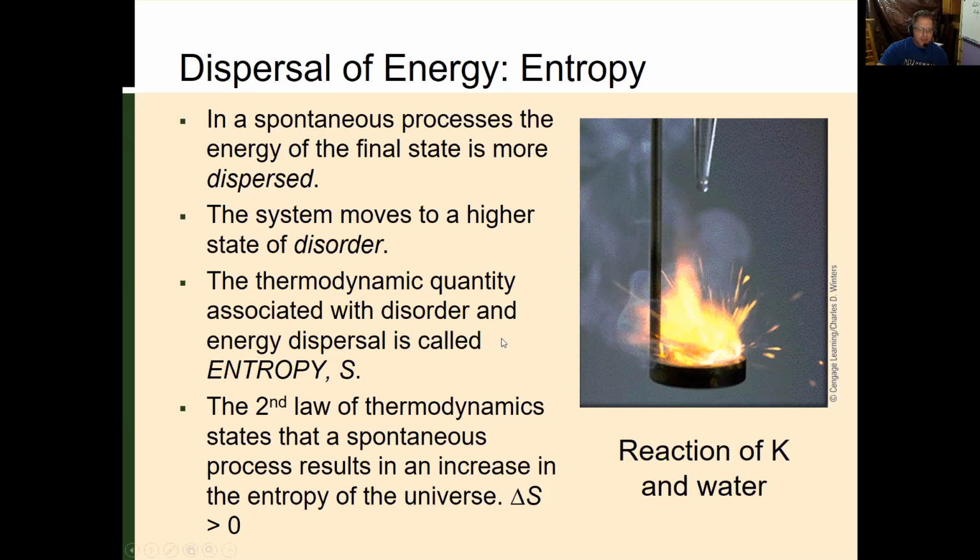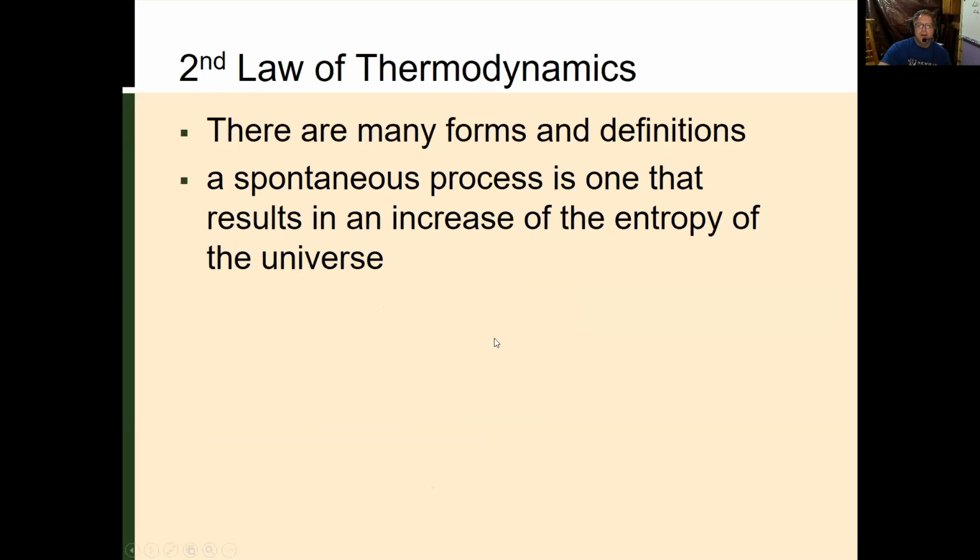So basically, in the first law of thermodynamics, you can't come out ahead. You can't come out with more energy than you started with. In the second law, not only can you not come out with more energy than you start with, some of it's converted to entropy, so you're going to end up losing energy no matter what system you have. Okay, so there's a lot of forms and definitions for the second law of thermodynamics. I've kind of stated one.